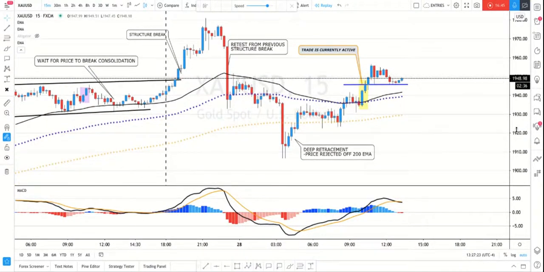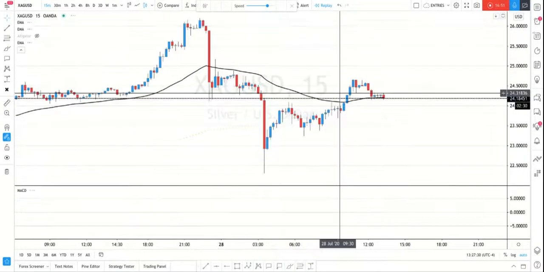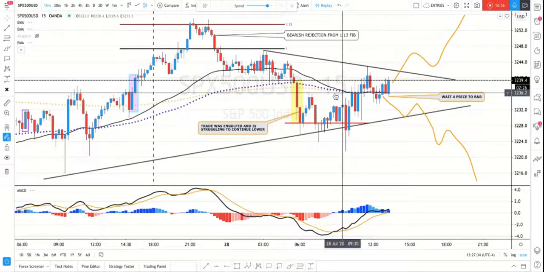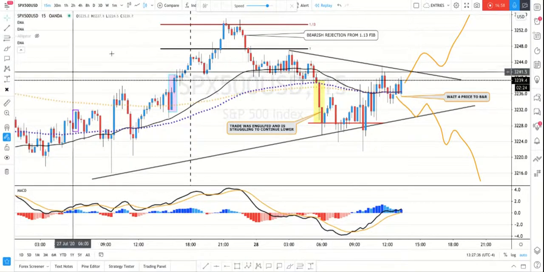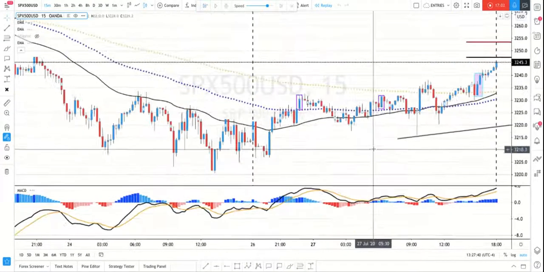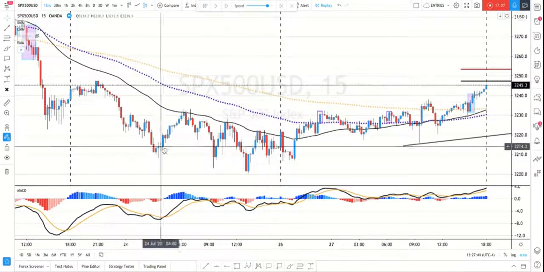I'm not necessarily very long, because we're at all-time highs. There's no previous structure to qualify from. But nonetheless, I'm still very bullish on gold. And the last USD major that we're going to go over is the S&P 500. Ever since last week, it started to lose its momentum.